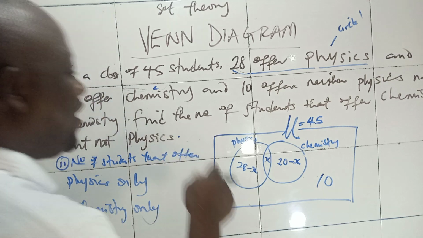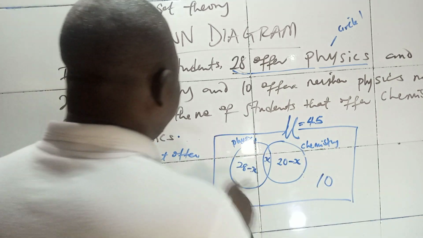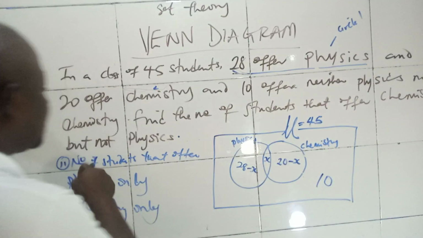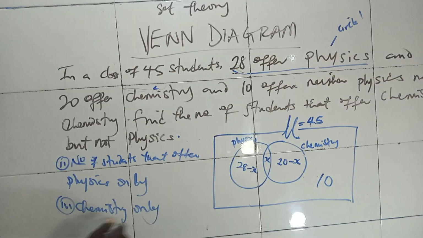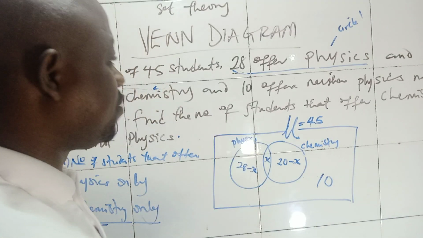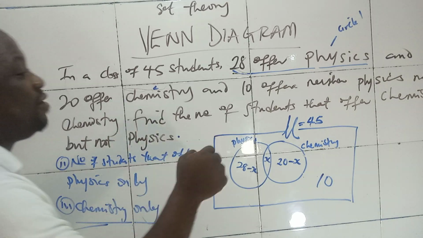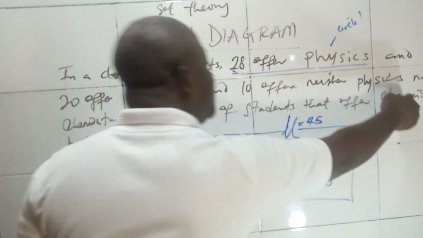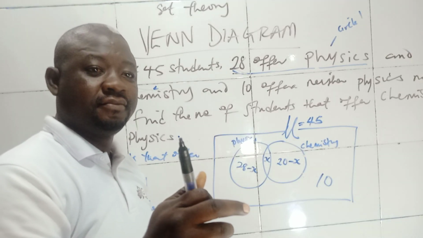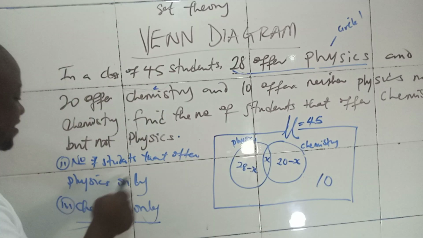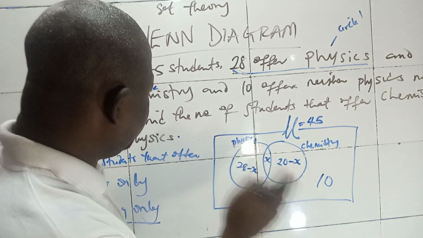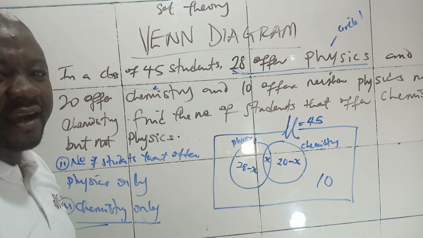Find the number of students, that is grammar now. Find the number of students that offer chemistry but not physics. That is what? Chemistry only. I can rephrase or paraphrase the question and say find the number of students that offer physics but not chemistry. That is what? Physics only. You can see the way they can paraphrase or ask questions from a Venn diagram.